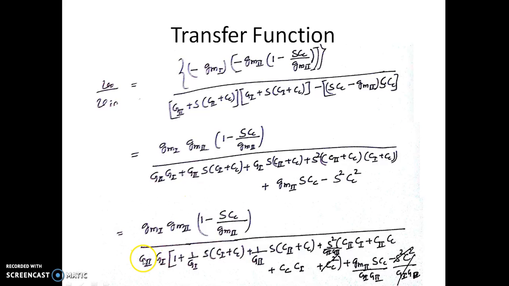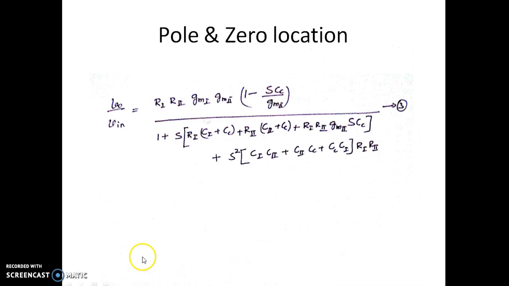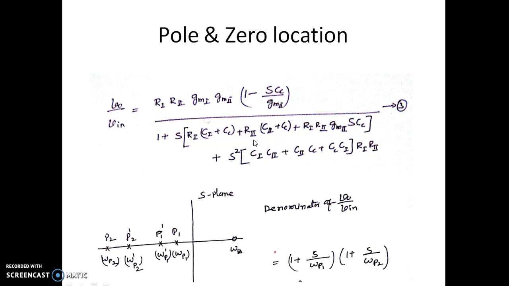I will write this as R1 and R2, the R of the first stage and the R of the second stage, multiplied by gm of the first stage and gm of the second stage. As we can see now, this is gm1 into R1 of the first stage, gm2 into R2 of the second stage. This happens to be the gain of the first and second stages. And of course, in the denominator we have taken out S common and S square common. Now these are the terms we are left with in the denominator.